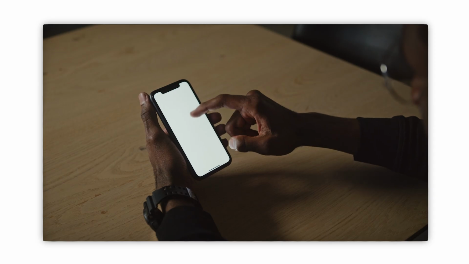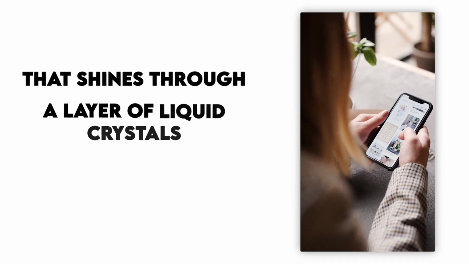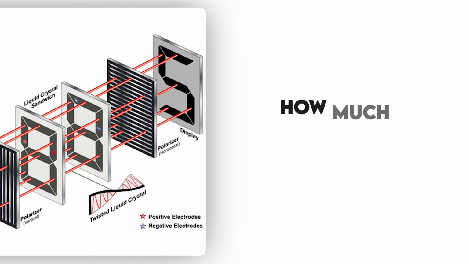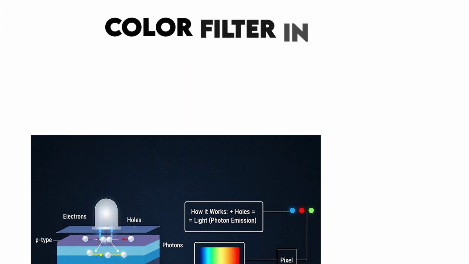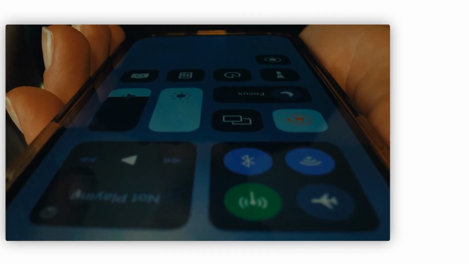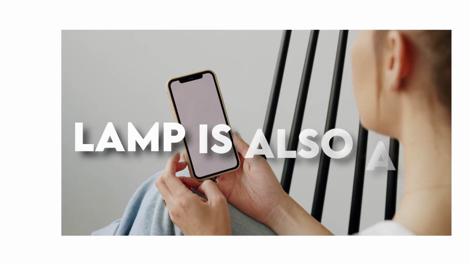The screen got its name because behind the glass is essentially a lamp that shines through a layer of liquid crystals. Those crystals act like tiny gates, twisting open or closed to control how much light passes through, and a color filter in front gives each pixel its red, green, or blue tint. It's a technology that's been around since the 1980s and still powers everything from phones to the little screen on your washing machine.